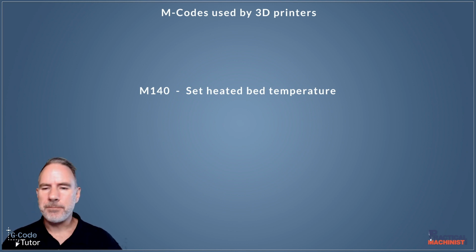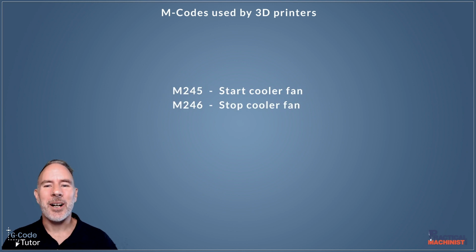So as the extrusion hits that heated bed, we need to cool it down so it solidifies. So there are two M codes relevant to our cooler fan. M245 will start our cooler fan up, and M246 will stop our cooler fan. So as you can see, there are variations in the M codes that we use when running 3D printers, and we have to be aware that 3D printers have some different functions, and those different functions are used with M codes.